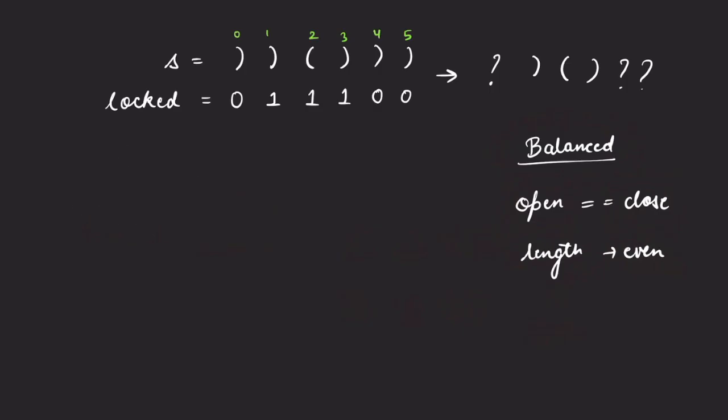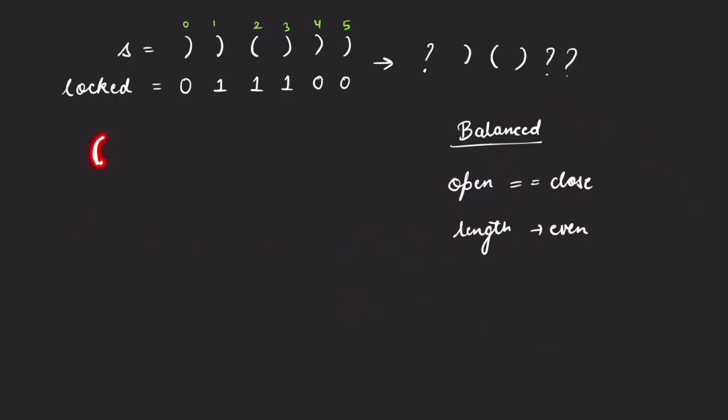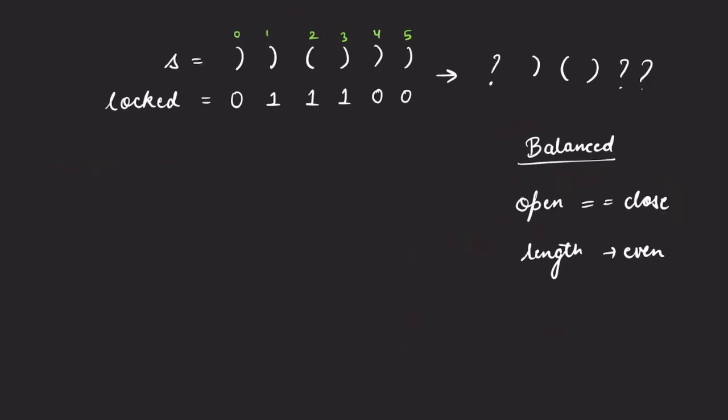So these are the two things we need to keep in mind: in a balanced string, the number of opening brackets should always equal the number of closing brackets, and the length of the string has to be even. The condition that an opening bracket can only be paired with a closing bracket towards its right and not its left, we will handle through our logic. There is one base case we can check at the start itself: if the length of this string is odd, we can never balance it.